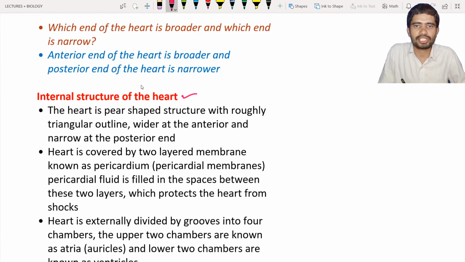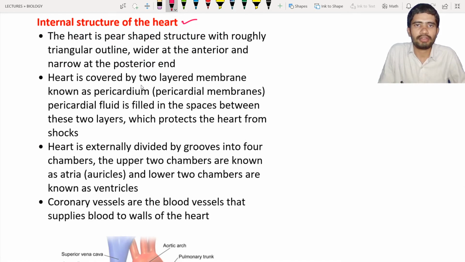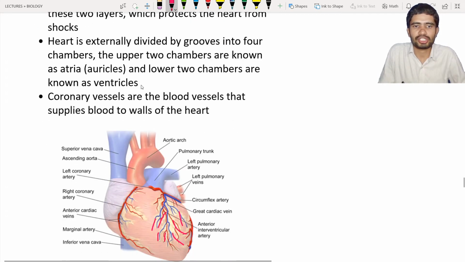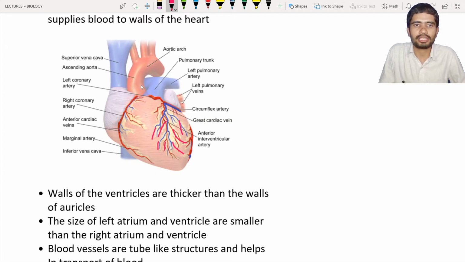The heart is pear shaped and roughly triangular in shape. Here you can see the heart is pear shaped. Pear is nothing but a kind of fruit. It is looking like a pear fruit, and also it is roughly triangular. On this side it is wider, and on this side it is narrow. So it is wider at the top and narrowed at the bottom.